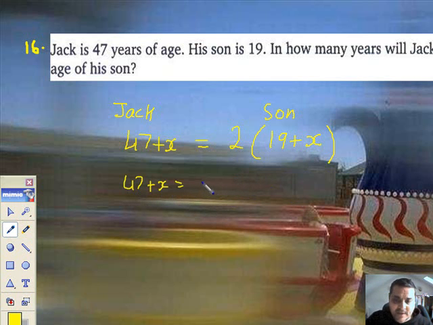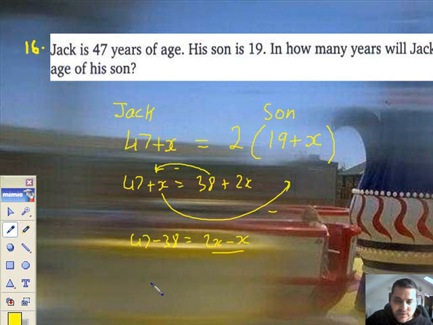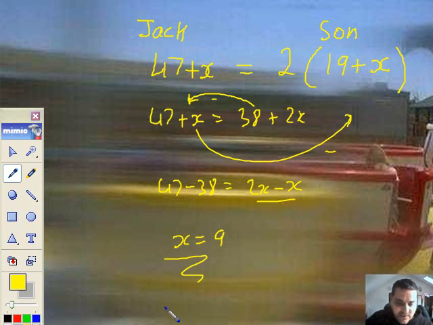Multiply out on the right hand side. I've got 38 plus 2 x's. Let's just take my x over there and subtract, and my 38 over here and subtract. So I've got 47 take away 38 is 2x minus x. So just doing this bit first. X equals 47 take away 38, 9.